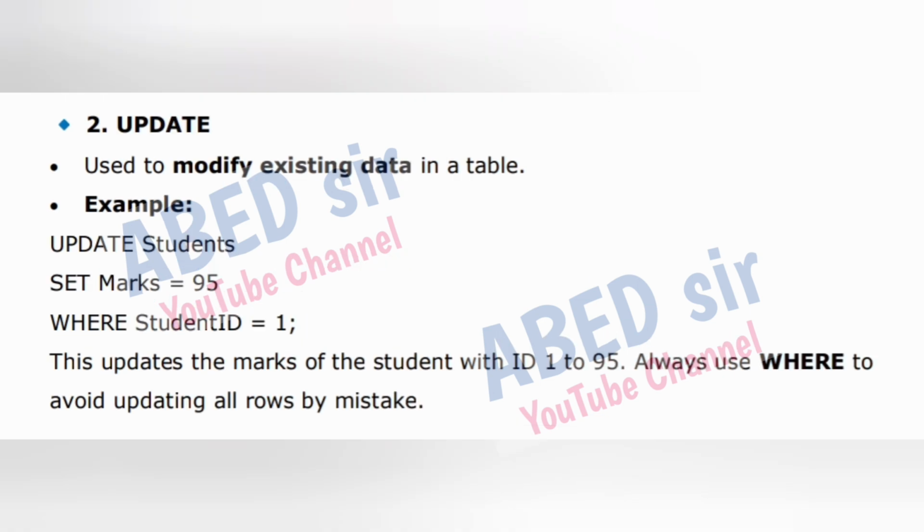2. Update. Used to modify existing data in a table. Example. Update students. Set marks equal to 95. Where student ID is equal to 1. This updates the marks of the student with ID 1 to 95. Always use where to avoid updating all rows by mistake.